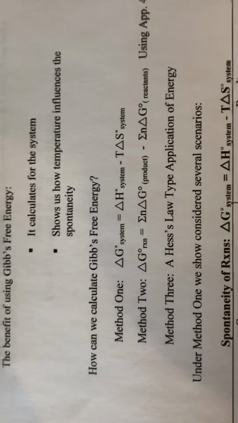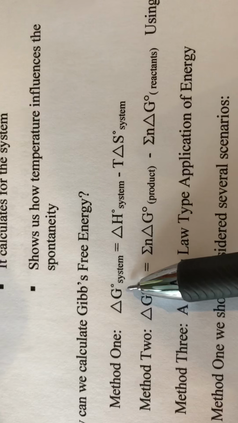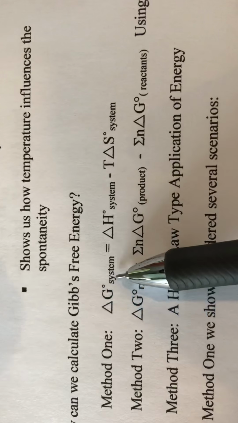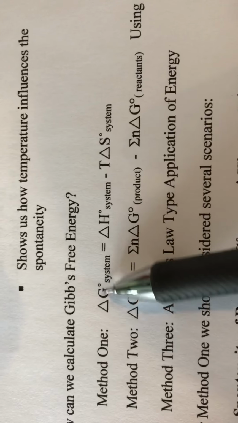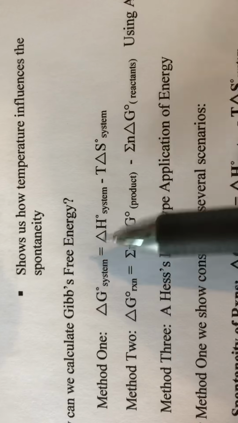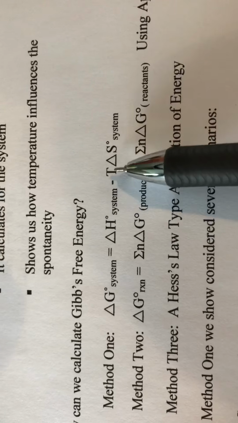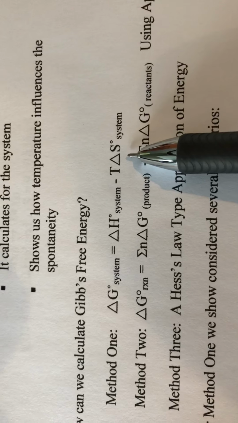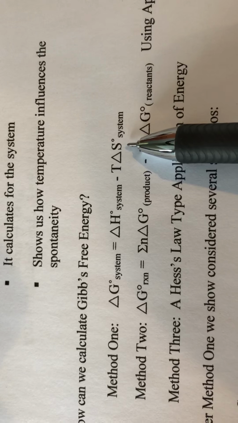There are several ways to calculate Gibbs free energy. Method number one is probably the most popular equation for calculating Gibbs free energy. Take a look at it. It says that the Gibbs free energy of a system, the amount of energy that can be released or absorbed to do work, is equal to the delta H. We know how to calculate enthalpy. It's equal to the delta H of the system minus T delta S. So here we've got the delta H minus the temperature times the change in entropy.